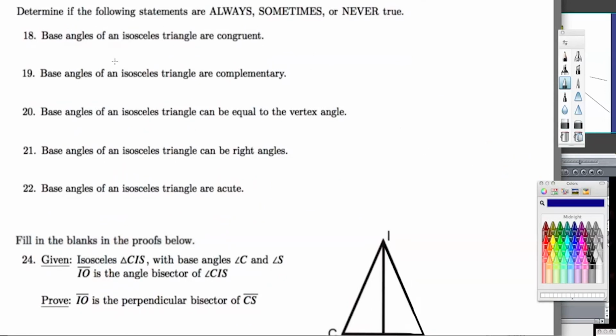Determine whether the following statements are always, sometimes, or never true. Base angles of an isosceles triangle are congruent. Always. Base angles of an isosceles triangle are complementary. That would be sometimes. Complementary means they add up to 90. So sometimes the base angles could be 45 each, if it's a 45, 45, 90 triangle.